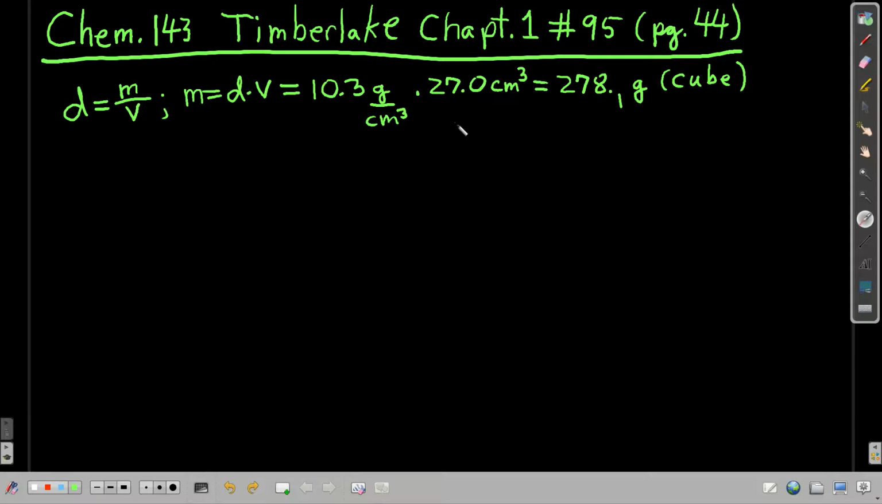What you're asked to find is how many ounces of pure silver there are in this cube of sterling silver. You're also told that sterling silver is 92.5% silver by mass. So the first thing we want to do is figure out the mass of the overall cube. Given the density and the volume, we can use the density equation. Density is mass over volume. Rearrange it and solve for the mass, which is density times volume. This times this is the mass of the cube: 278.1 grams of sterling silver in the cube.